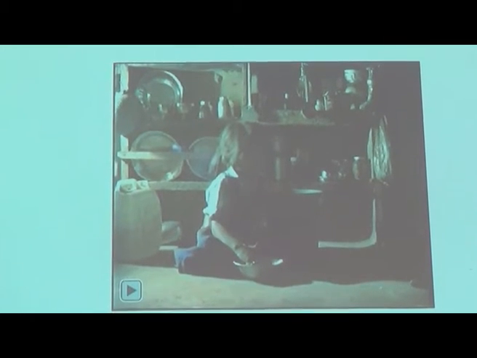Here you see the youngest daughter, or the only daughter, Prem Kumari, and you just begin to get a sense of daily life within a household in a remote Himalayan community.